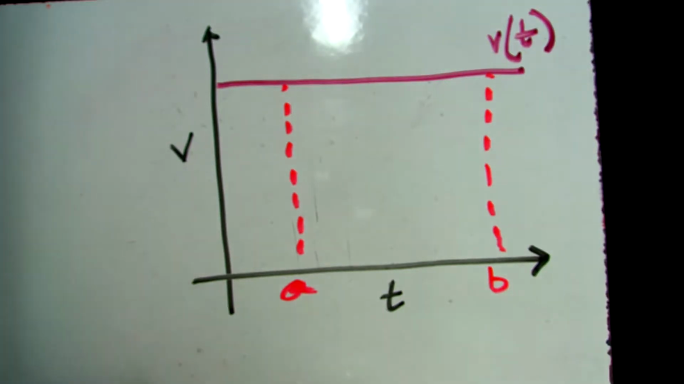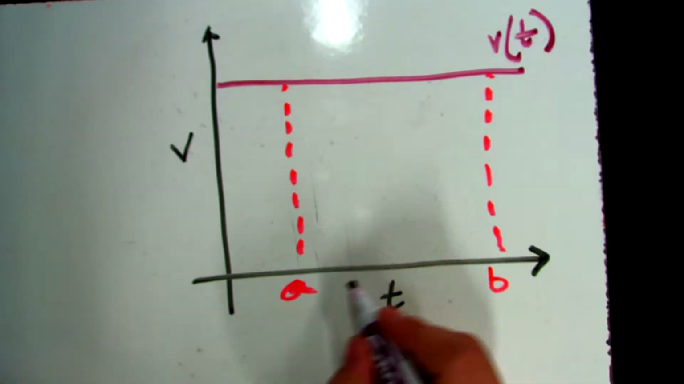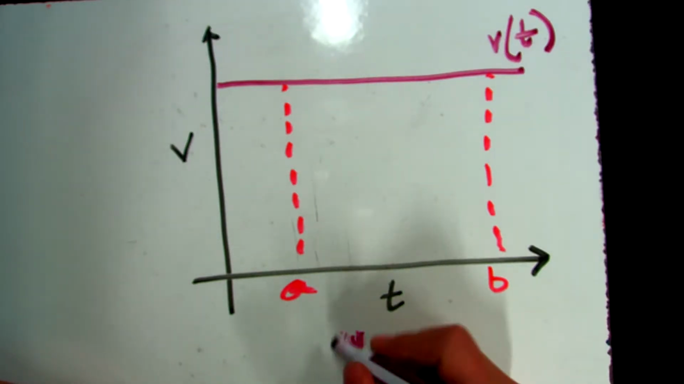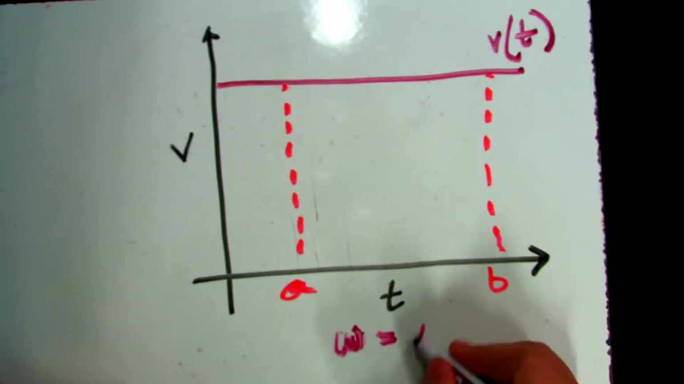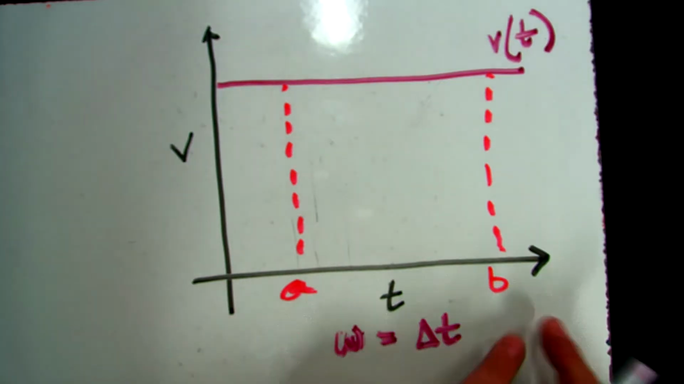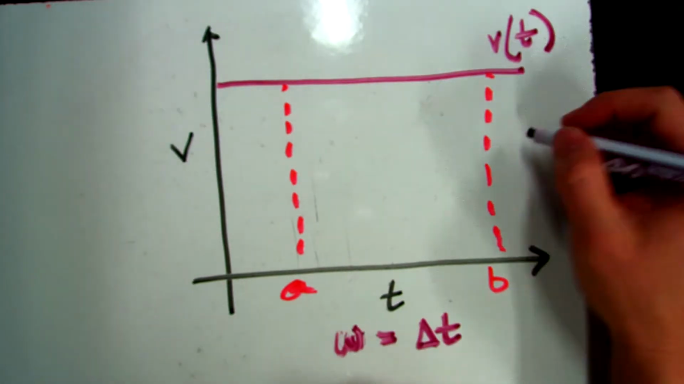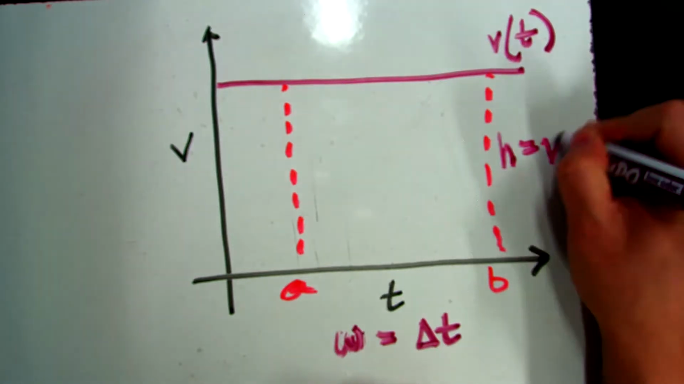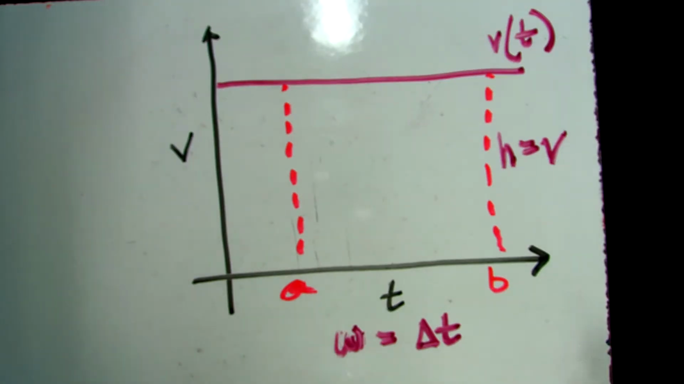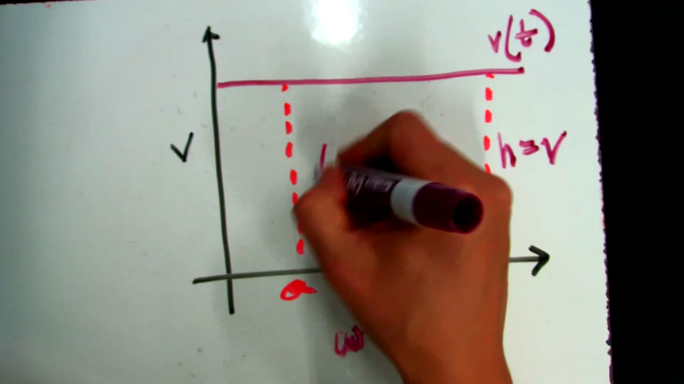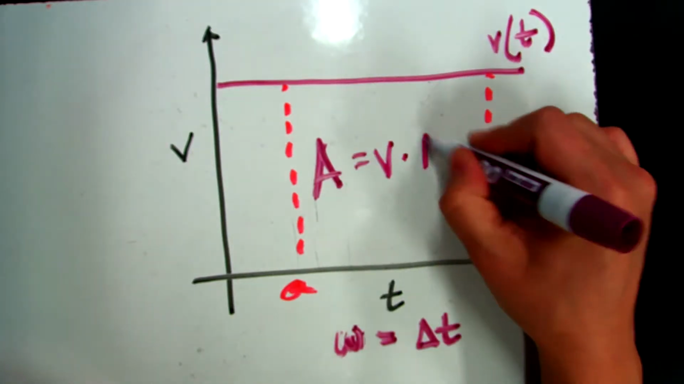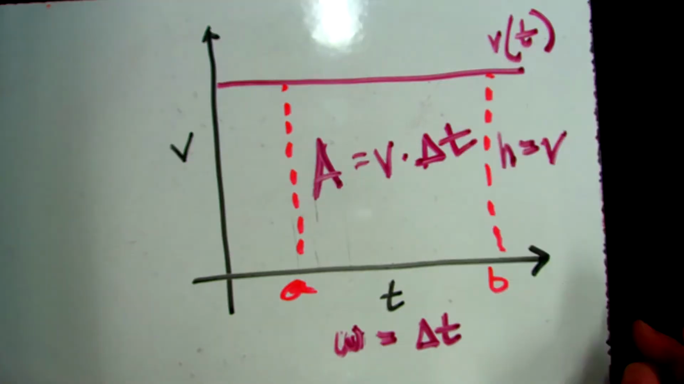Well, let's look at this rectangle a little more closely. This side down here, the width of the rectangle, is the change in time. So that's the change in time between t equals A and t equals B. The height of the rectangle is the velocity. The velocity is constant, so it doesn't change. So my area is going to equal V times delta T. Okay, let's hold on to that thought.